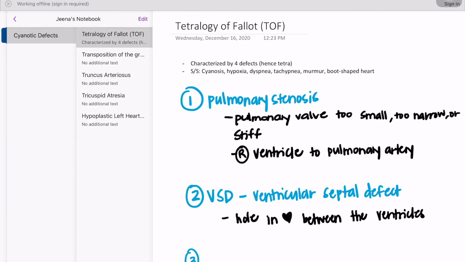Next part of this disease process is an overriding aorta. So what an overriding aorta is pretty much that the aorta, instead of being directly over the left ventricle, is directly connected above the VSD. So not where it's supposed to be.